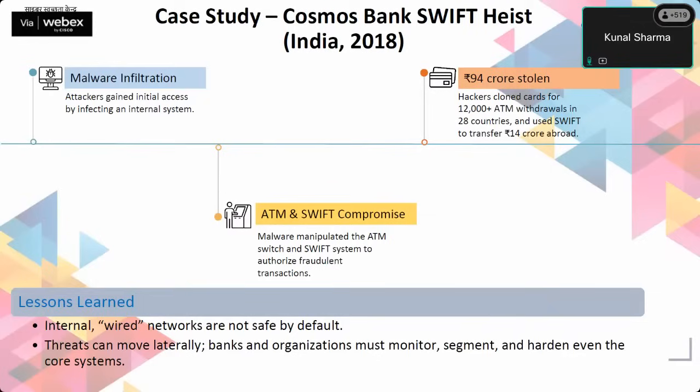So what the attacker did is, they intercepted these messages, and all the fraudulent transactions they okayed, saying that yes, these transactions are all valid and genuine transactions. After doing that, all these transactions were done from across 12,000 ATMs and across 28 countries. Through these transactions, within a span of almost two and a half hours, they siphoned off almost 93 crores.